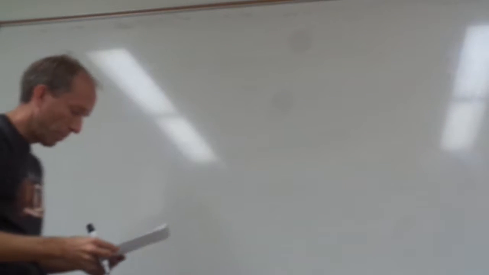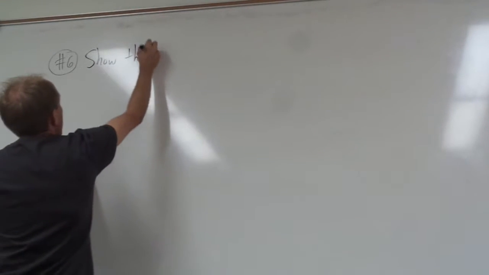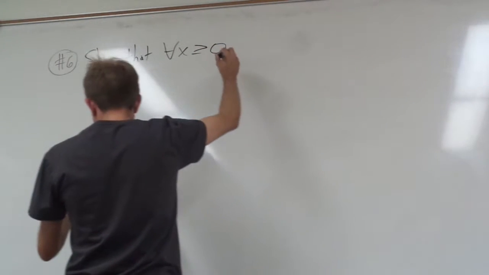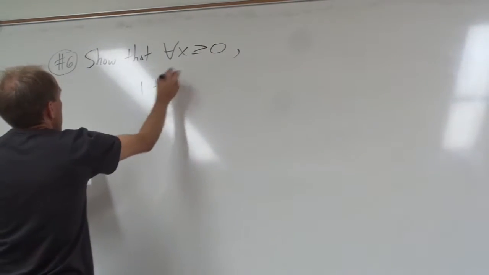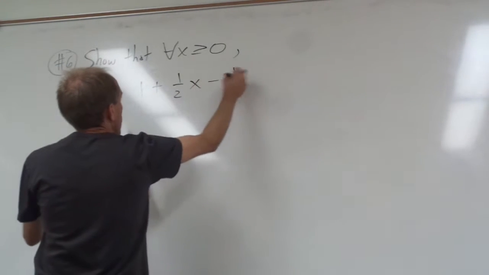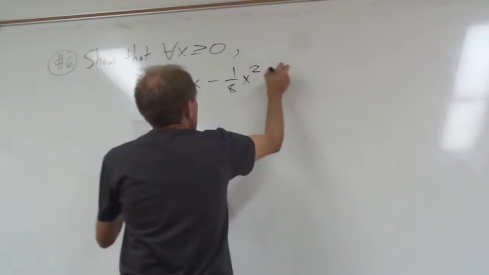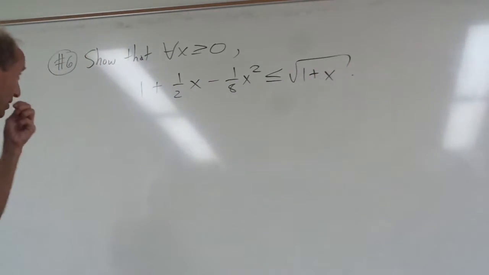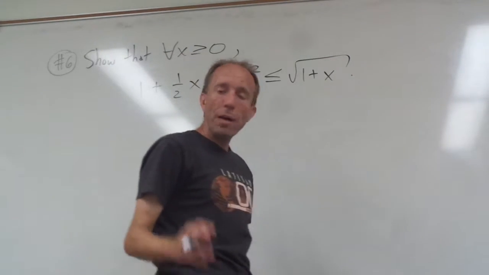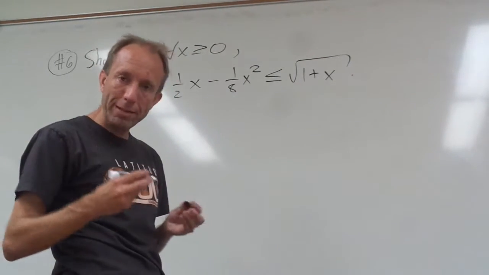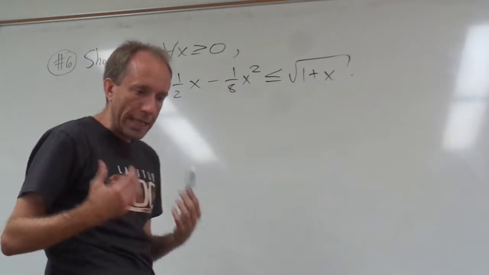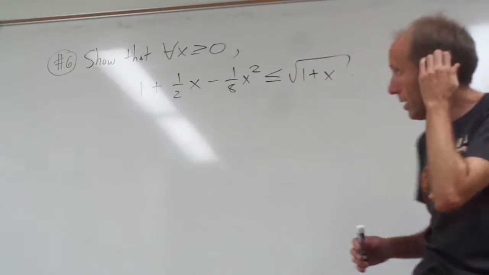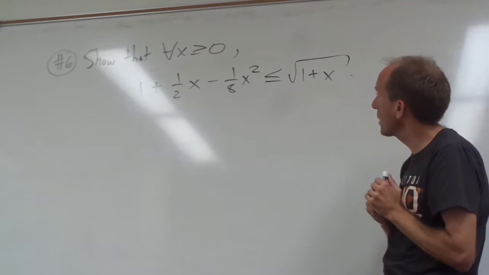So number 6 here, it says show that for all x greater than or equal to 0, 1 plus 1/2 x minus 1/8 of x squared is less than or equal to the square root of 1 plus x. So again, you might want to pause if you want to think about this a little bit, what things that we've learned recently are going to be useful for this.